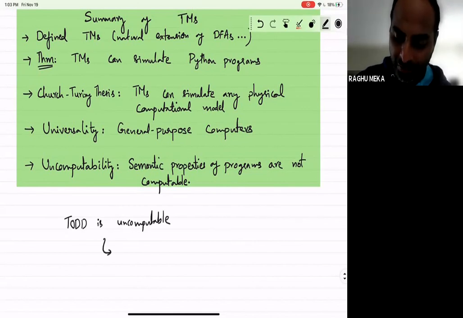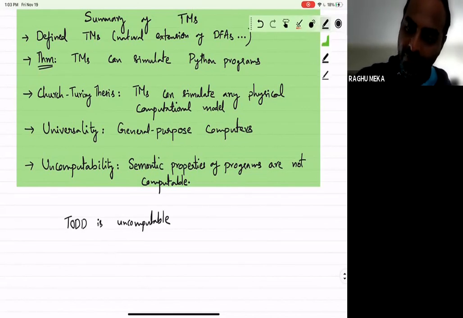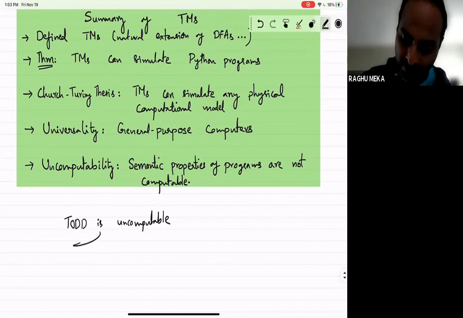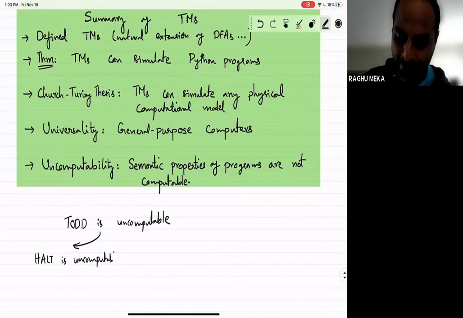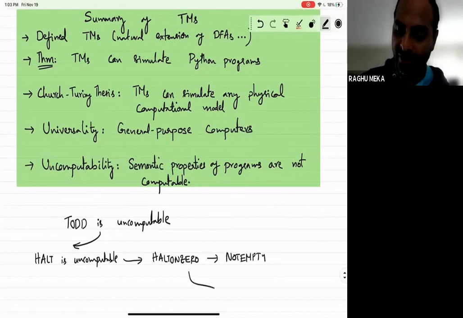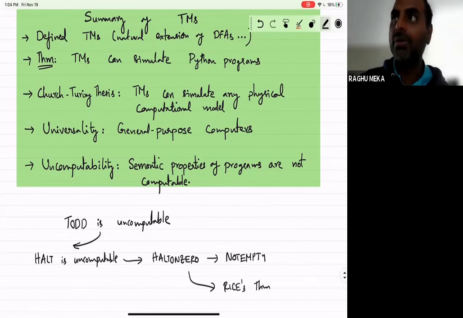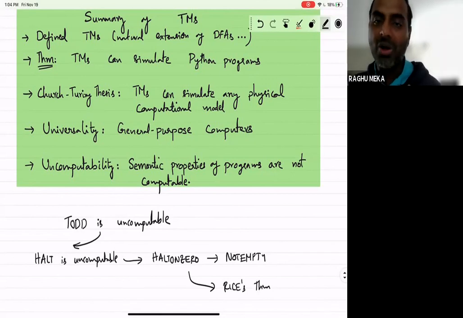And from there, we went to halt is uncomputable. And from there, we went to halt on 0 being uncomputable, to not empty. And finally, we also had Rice's theorem. Right? All semantic properties, all non-trivial semantic properties are uncomputable.